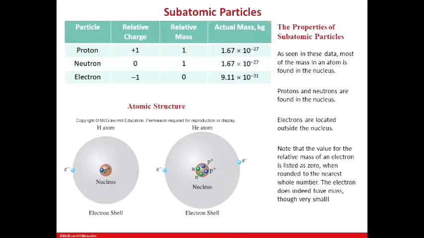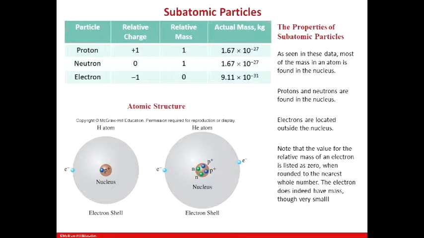All right? When we talk about subatomic particles, they are divided into what we call protons, neutrons, and electrons. Positively charged, neutral, and negatively charged subatomic particles. These are basically subatomic, meaning very, very small particles, okay, that have charges. Okay, protons, we show you the mass here, is 10 to the minus 27. Neutrons are 10 to the minus 27. Electrons are 10 to the minus 31.